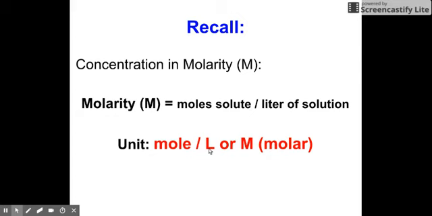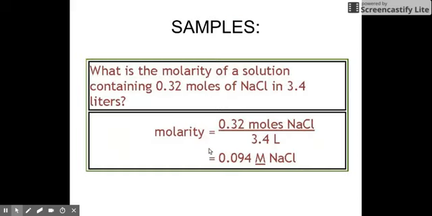So you make necessary conversion if ever the units are not what it is supposed to be required in the formula. So let me show you some of the sample problems involving molarity. So this first sample problem is sodium chloride solution. So you've got 0.32 moles of your solute NaCl in 3.4 liters of solution.